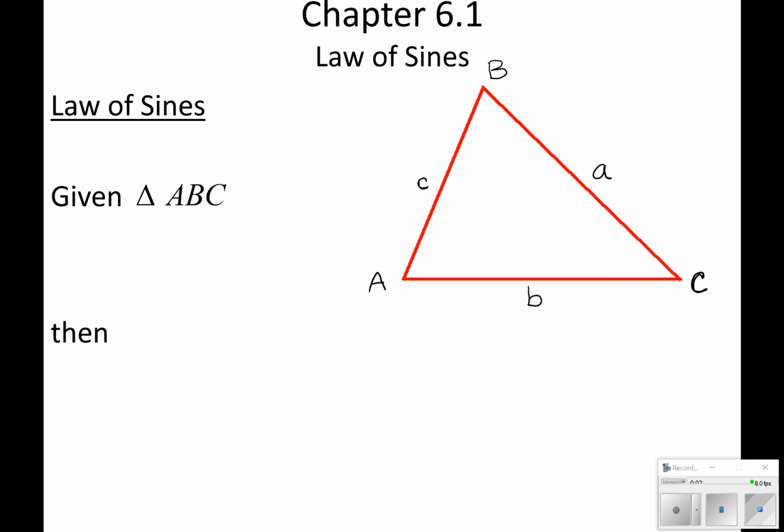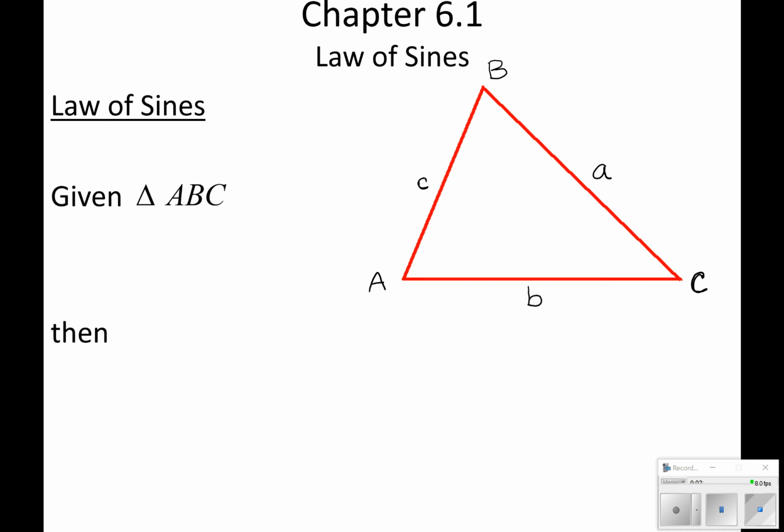If you haven't drawn your triangle, you're a little behind, so go ahead and pause this video and draw your triangle ABC with the labels capital A, capital B, capital C for the angles, and side a, side b, and side c in their respective places, which is across from angles A, B, and C.